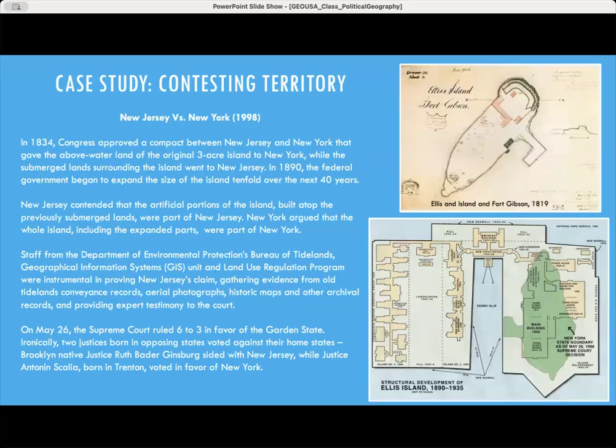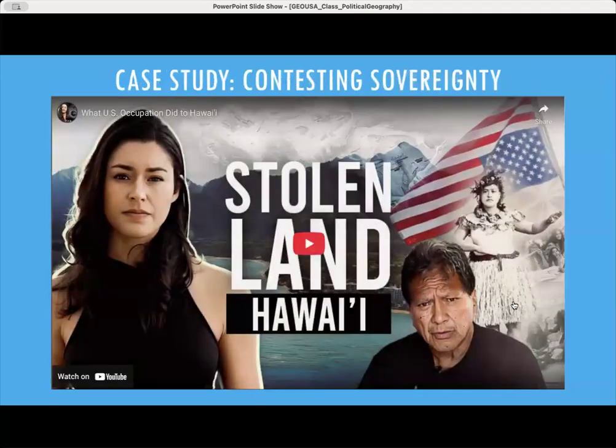So you can see here in the top image, this is the original Ellis Island and Fort Gibson in 1819, which is technically part of New Jersey. It's New Jersey territory, right? Even though it's in the water. But the government begins to build over this small island and expand it in size, right?